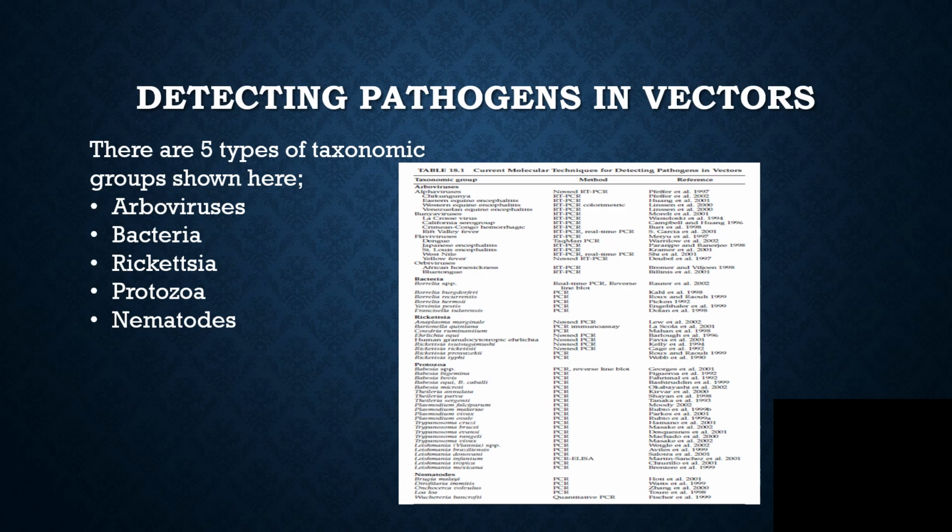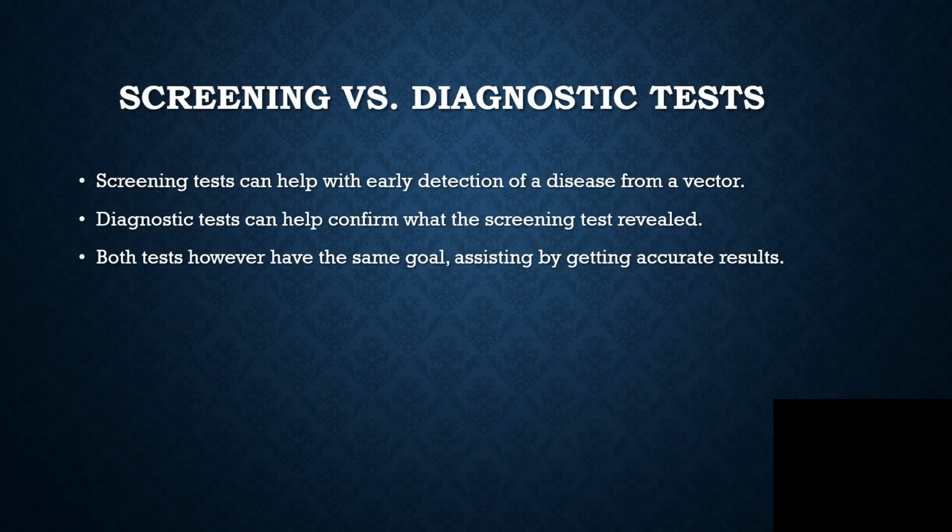Now, when it comes to testing, you have two types. You have screening tests and diagnostic tests, and that's what we have here. Screening tests can help with early detection of a disease from a vector. Diagnostic tests can help confirm what the screening test revealed. The good thing is that both of these tests have the same goal, which is to try to get the most accurate result possible.